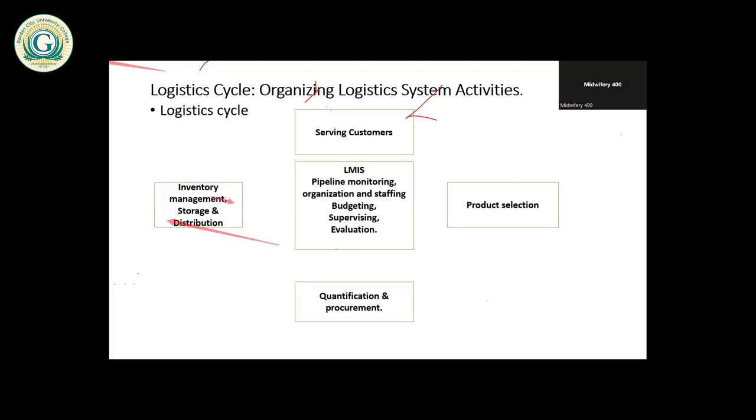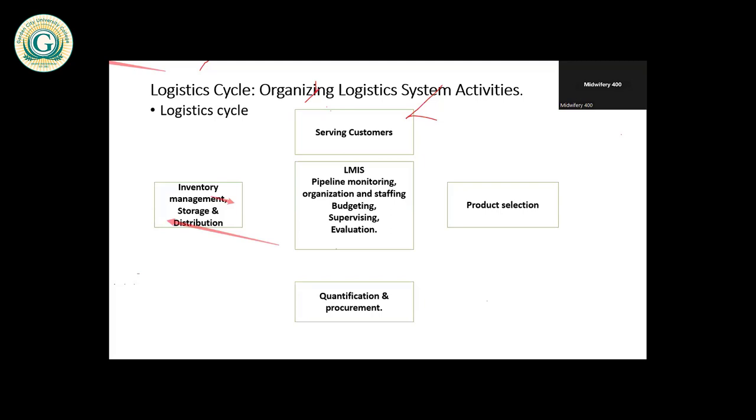So it's a cycle. Based on the customer's needs, you go into product selection. When you select the product, you must know the quantity you will need. Then you go to procurement. After procuring it, you need to manage the inventory. You need to put mechanisms in place to manage the stock that you have acquired, then the storage. Where do we store them? And then you go to distribution.